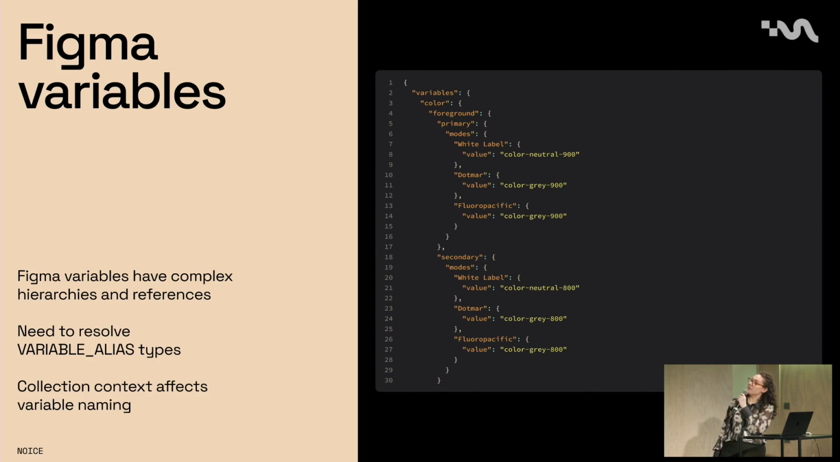For our multi-brand implementations, we can see here how the same semantic token, which is colour foreground primary, actually has 3 different values depending on the different brand that we're working with. White label uses neutral 900, while .mar uses grey 900. Same meaning, different value.